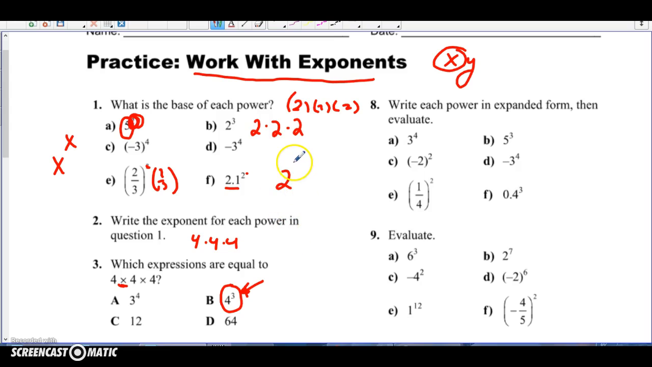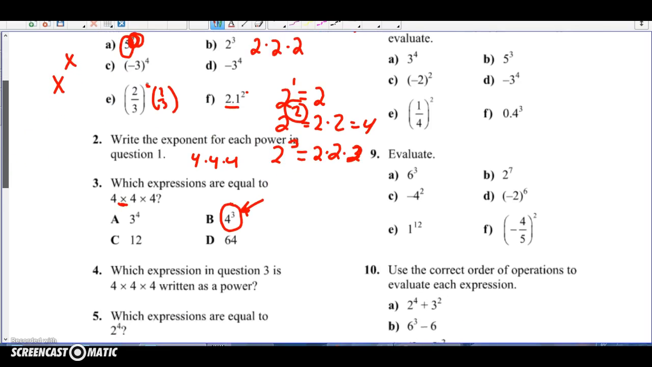2 to the power of 1 is just 2. Okay, so 2 to the power of 1 is just 2. 2 to the power of 2 is 2 times 2, which is 4. But we also call this 2 squared. Okay, so anything to the power of 2 is called squared. And then after that, we call it cubed. So 2 times 2 times 2, or 2 to the power of 3, which is 8, is 2 cubed. And after that, we say 2 to the power of 4. Okay, so that's that. What else do we have here?